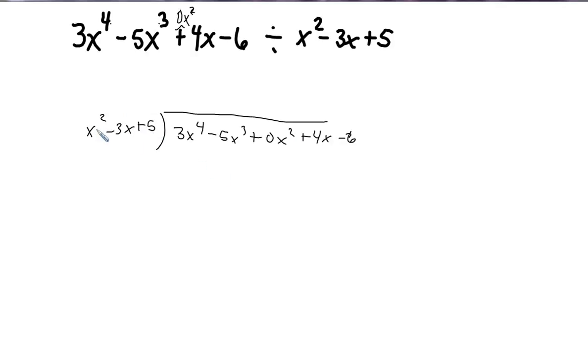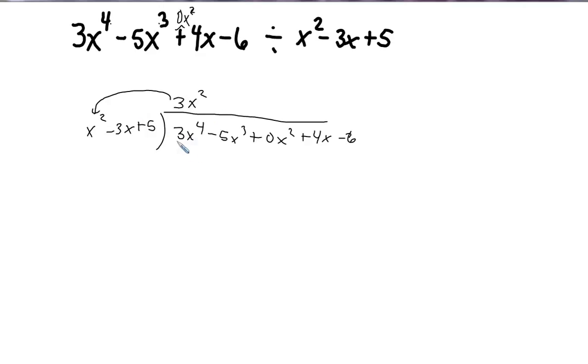So we want to see x squared goes into 3x to the 4th how many times? Well, 1 times 3 is 3, so we're going to have the 3. We want x squared to get up to x to the 4th, so x squared times x squared will give me that x to the 4th term. We're really only looking at these leading terms to determine what we want to put up top. So if we do 3x squared times x squared minus 3x plus 5, we need to distribute this out.